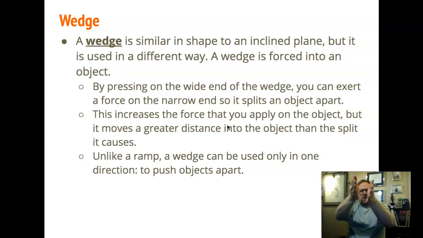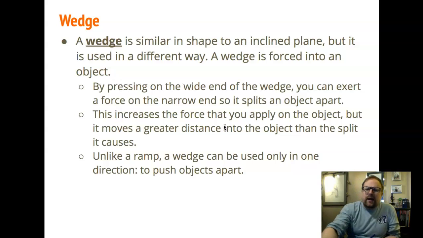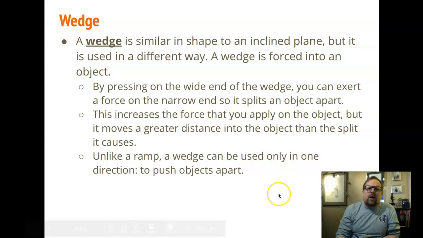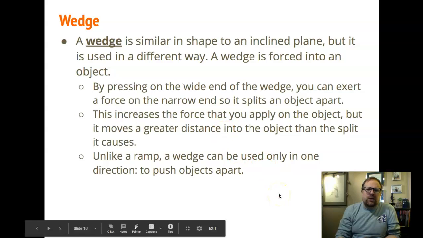And then we take all of that force and transfer it down to a little point right at the very bottom of that wedge. That little point at the very bottom of the wedge gets a whole bunch of force pushed on it, and we use a wedge then to split an object apart. So what a wedge does is it increases the force you apply to an object, but it moves a greater distance into the object than the split actually causes. Unlike a ramp, a wedge can be used in only one direction to push objects apart.